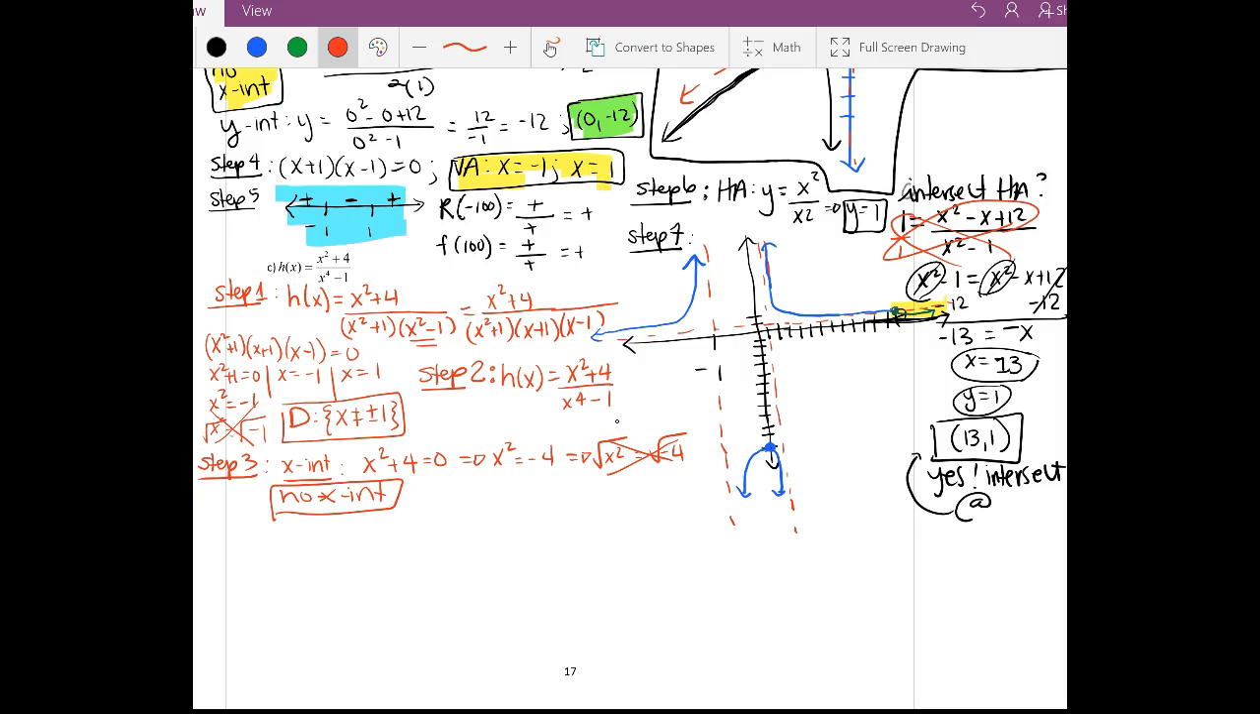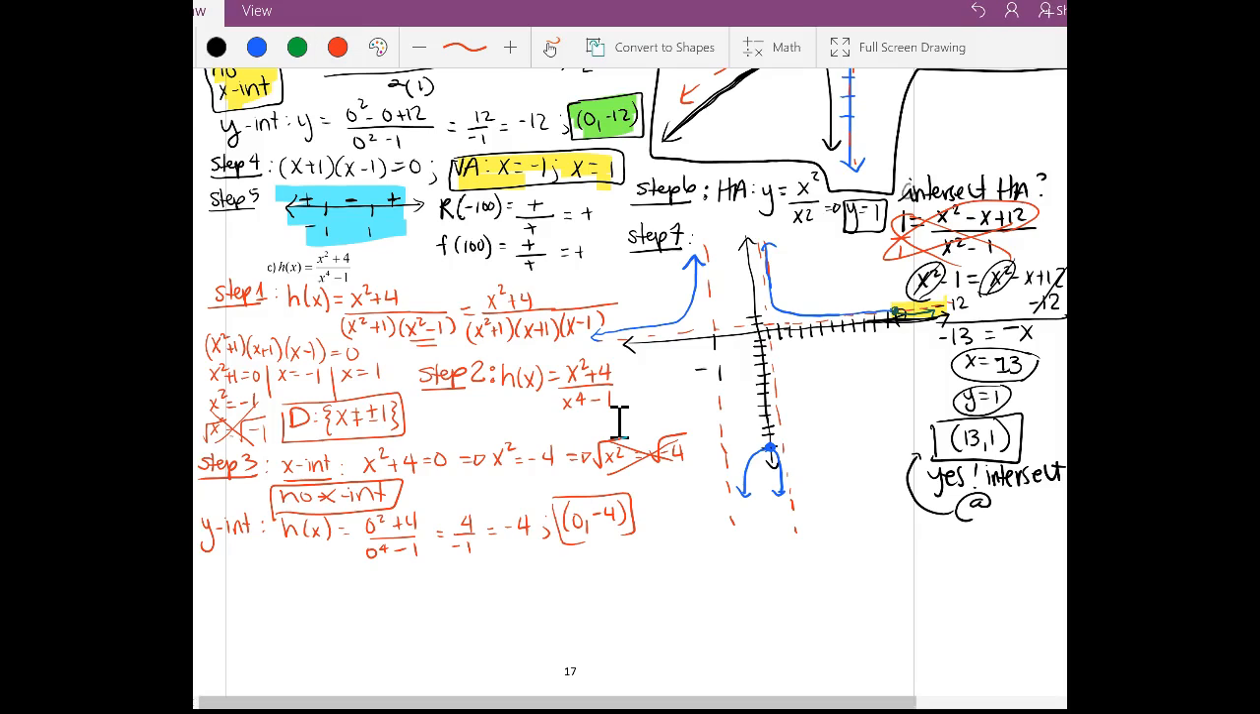And please, if this is going too fast, you can definitely ask for the video to pause so you can finish writing, okay? Now let's look for the y-intercept. Y-intercept is when all the x's are 0. So h of x equals 0 squared plus 4 over 0 to the 4th minus 1. So this is really 4 over negative 1, which is negative 4, which I'm going to write as a point. Okay, and this is your y-intercept.